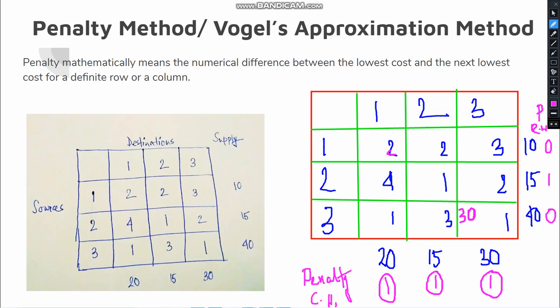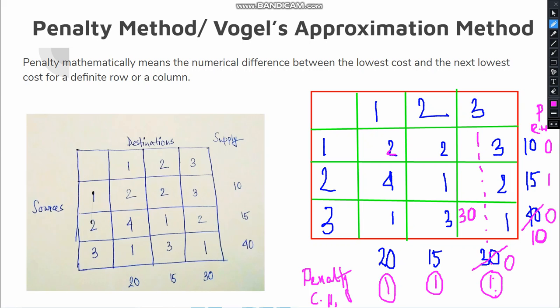So again, using basic common sense, we allocate 30 here, which makes this demand 0, and this supply is reduced to 10. The demand of this column is exhausted, so we don't need to worry about it. Now, after this calculation for this column has been completed, what we have to do is rewrite the penalties again.